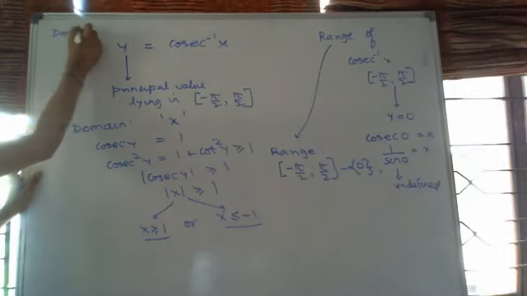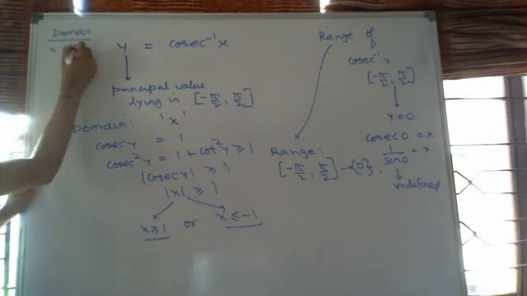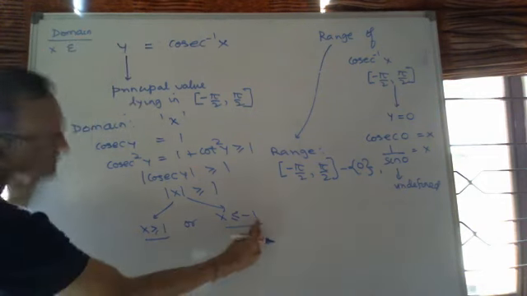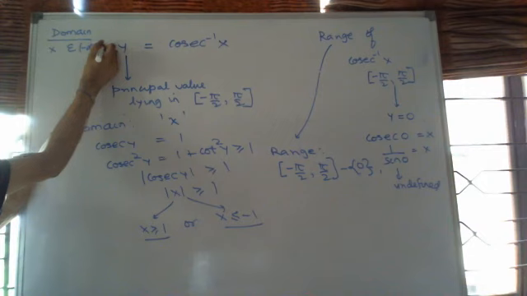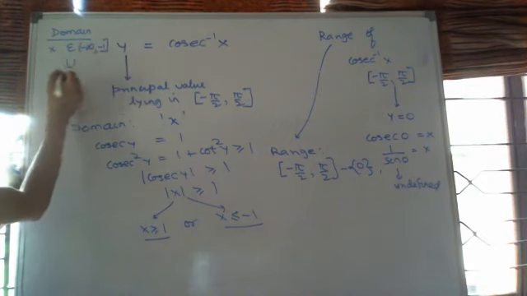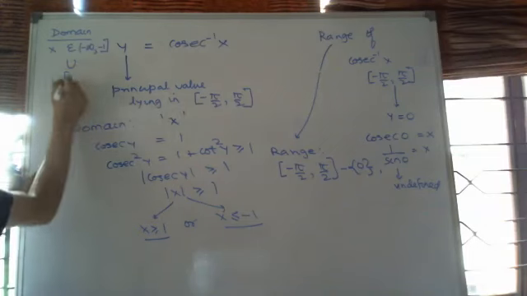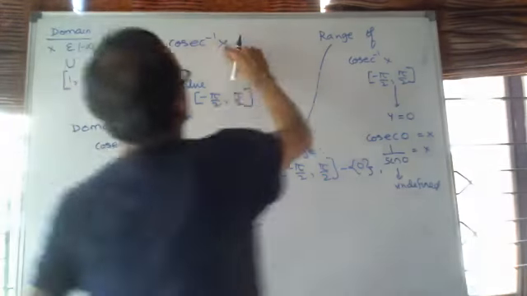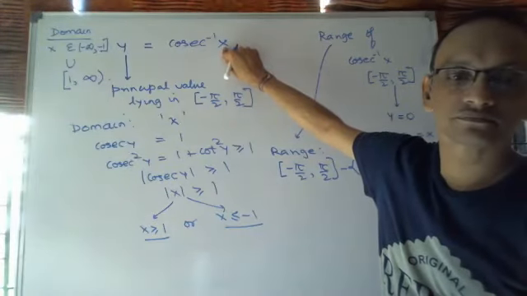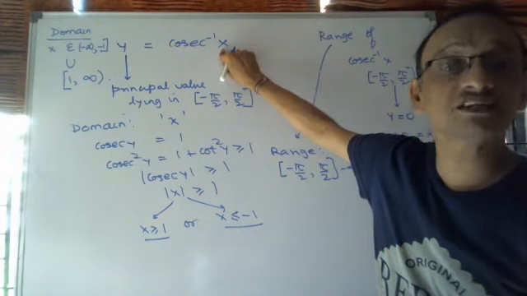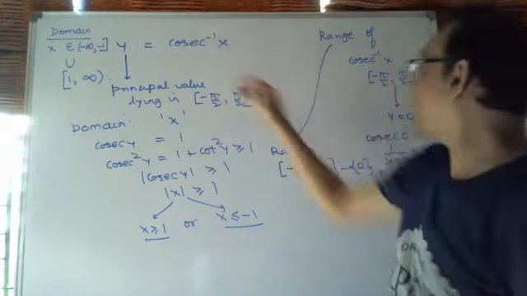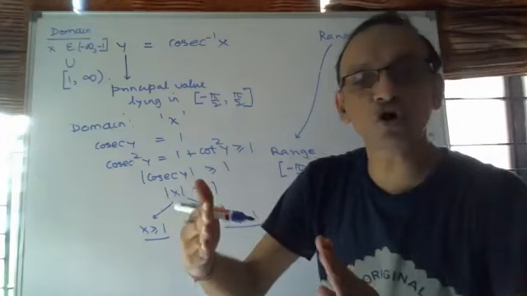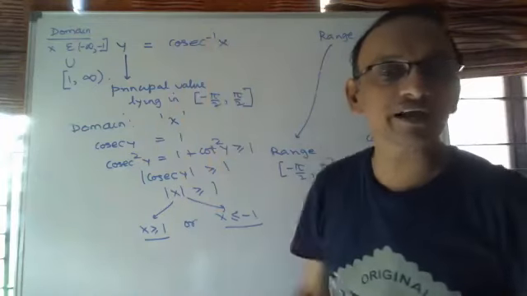So, what is the domain of this function? x belongs to minus infinity to -1, with -1 included, union 1 to infinity. So x must be numerically at least 1. This is the domain. What is the range? -π/2 to +π/2 excluding 0. That means -π/2 to 0 union 0 to π/2 is its range.